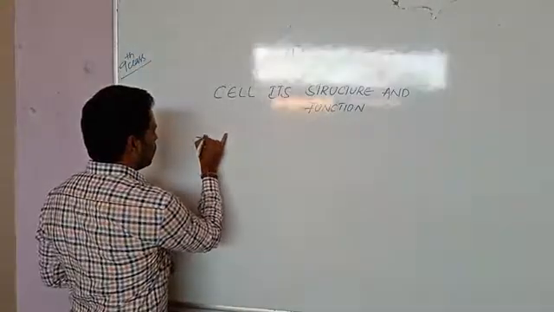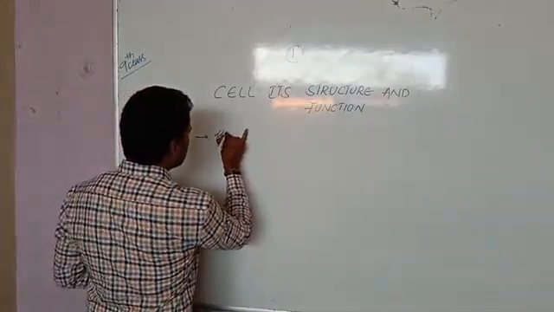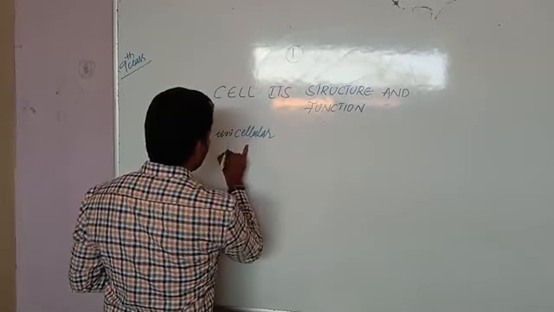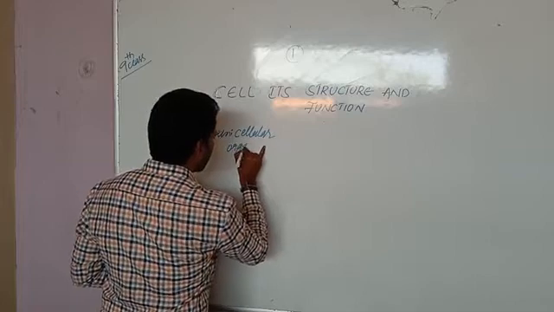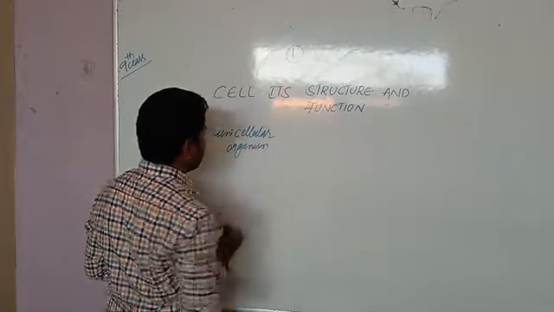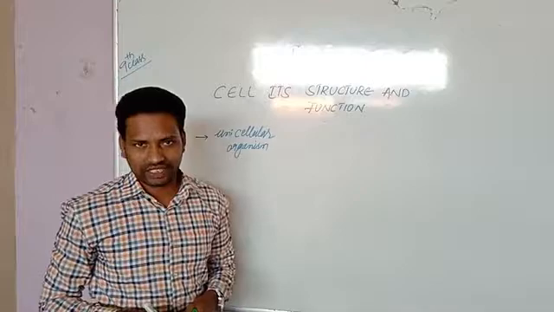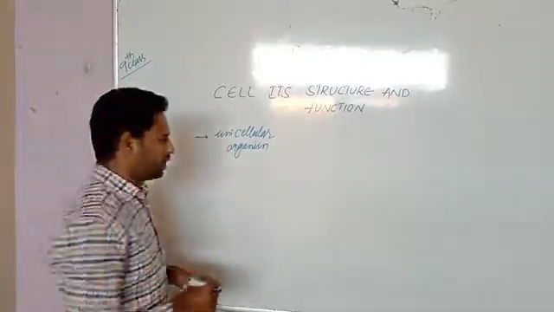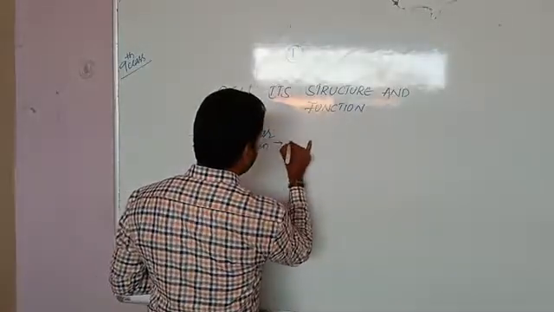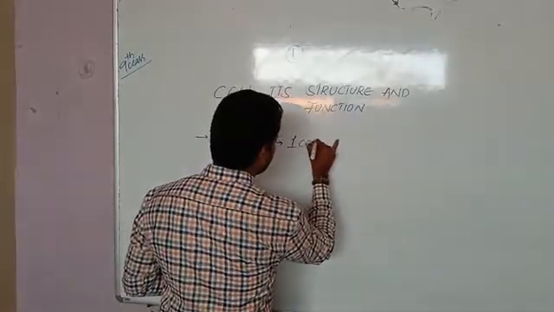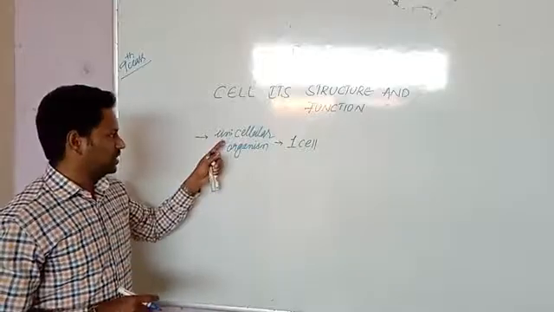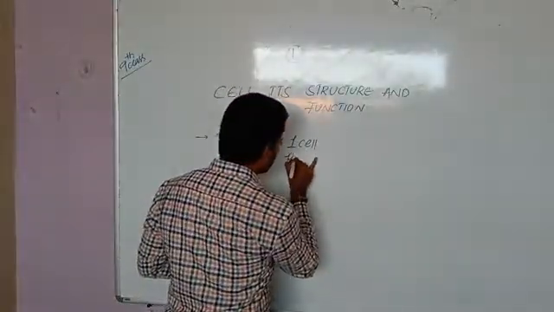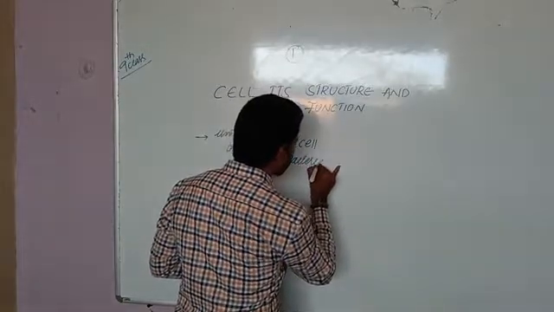So first we should know what a unicellular organism is. Uni means single or one. The organism which is made of one cell is called a unicellular organism. An example is bacteria.